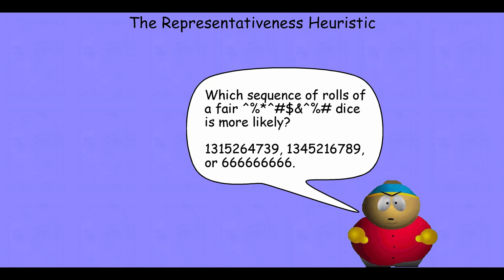So if I ask you which of the sequences of rolls is more likely, you'll probably pick the first or the second one. You probably won't pick the third one, 6, 6, 6, 6, 6, 6, 6. Right? But in fact, any sequence of rolls is just as probable as any other sequence of rolls of the same number of rolls, no matter what their combination.